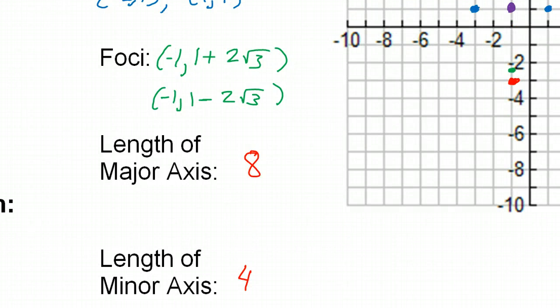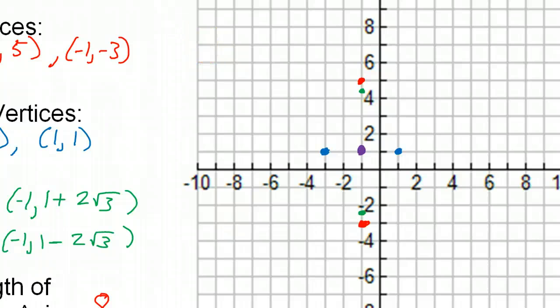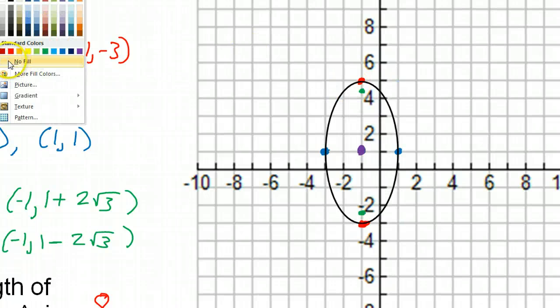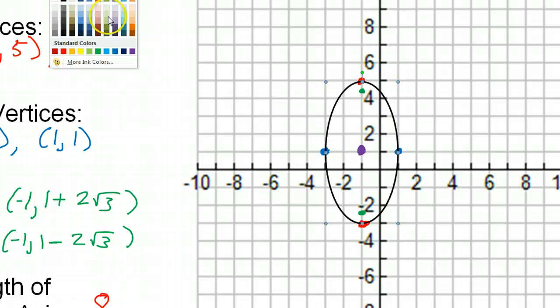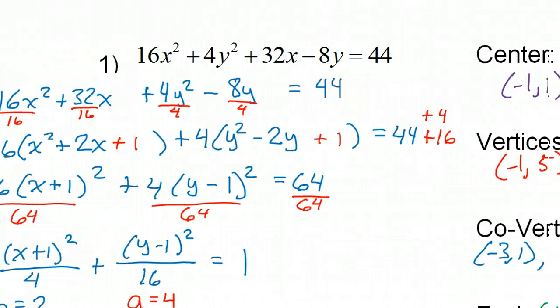Okay, I think we've given all of the information. All that's left to do is to actually draw the ellipse. I think I'm going to try to cheat, because my ellipses have been pretty ugly lately. Oh, what do you know? A good one. Okay, so your ellipse should look very much like this. Alright, that was it for number 1.